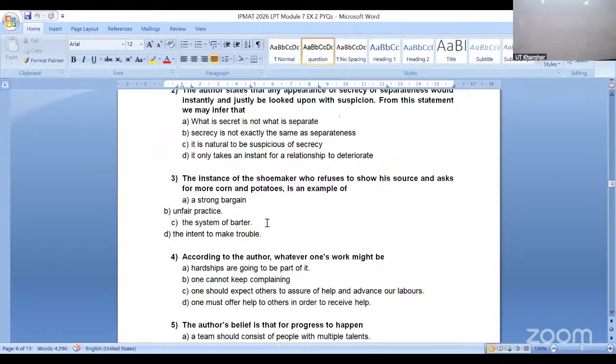Now, it would be a strong bargain if you're taking it in a positive sense, right? But in the passage, is it taken in the positive way? He refused to show them where the bark grew, and you would naturally think, and in all probability rightly think, he didn't want them to see how much there was of it. And then it goes on to the point that he bargained, he asked more for his product. So is it about a strong bargain or something that is not fair? Not fair. So your answer will be unfair practice.